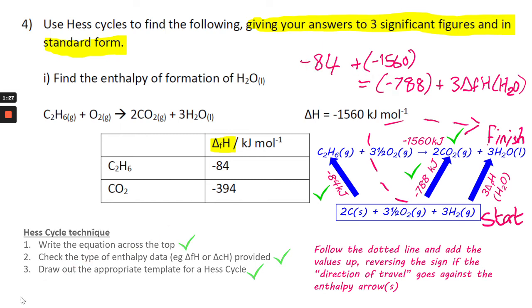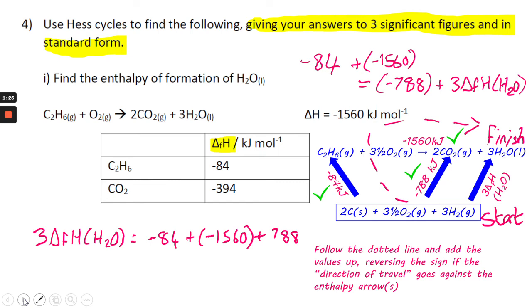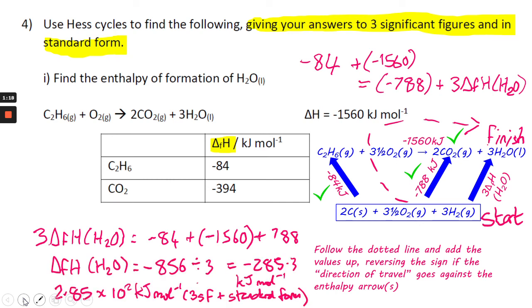So let's clear some space to do that. This is what it'll look like. You'll see that as I move the minus 788 over, it becomes plus 788. So typing it into my calculator gives me minus 856. I divide it by 3 because there are 3 delta FHs. I only want one of them. That gives me minus 285.3. So putting in 3 sig figs and in standard form, not forgetting, of course, that it still stays as minus 2.85. It's minus 2.85 times 10 to the power of 2.